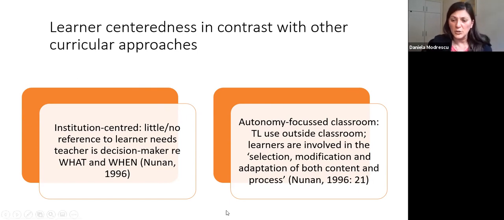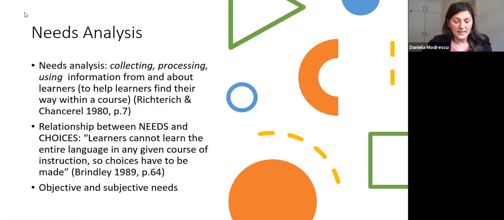And so learner-centeredness is in between these two approaches. The key to learner-centeredness is to perform a needs analysis before deciding the content and everything. That's the first collaboration that you have with the learner, where you elicit knowledge and needs from the learner in order to then inform your decisions in curriculum design. So needs analysis as a whole refers to the collection, processing, and use of information from and about learners, okay?